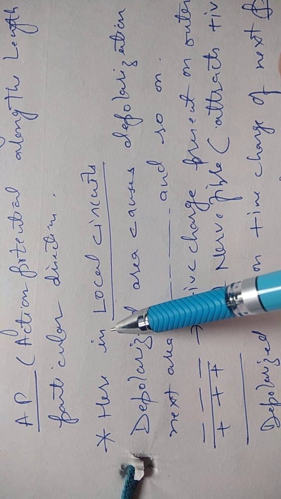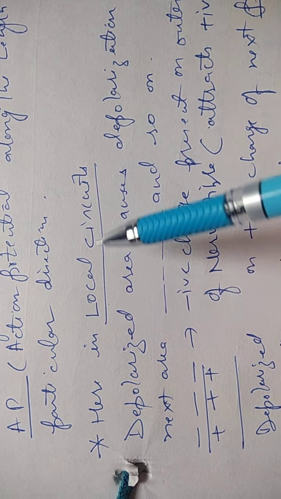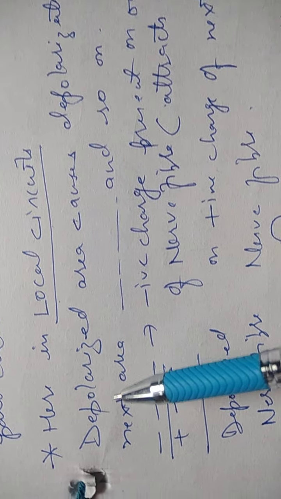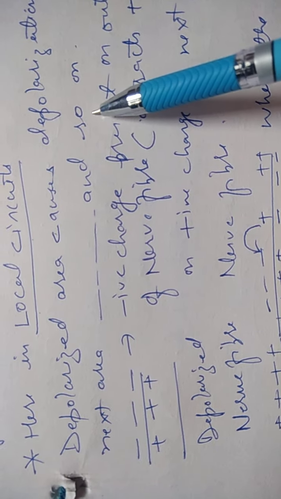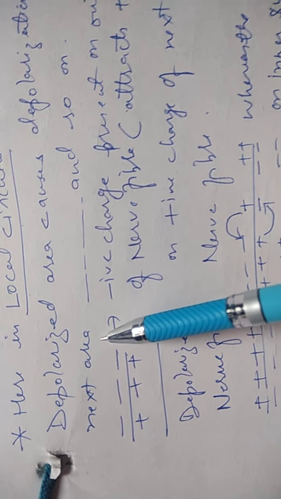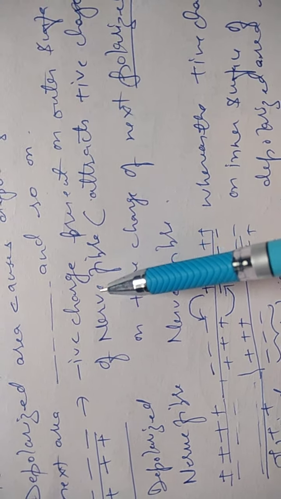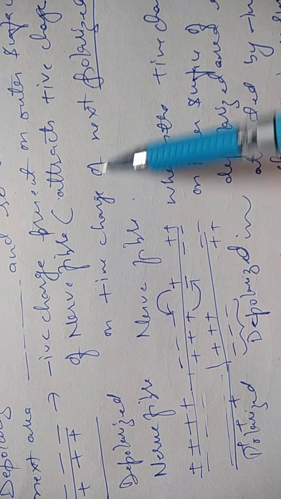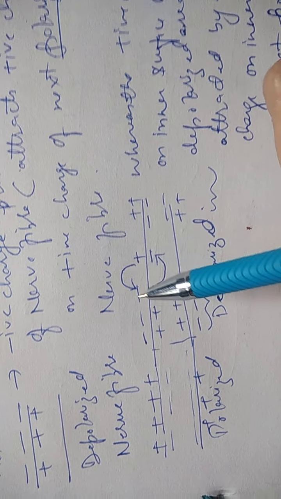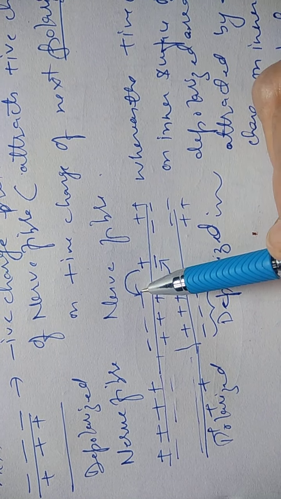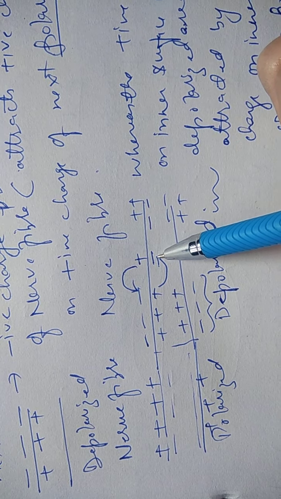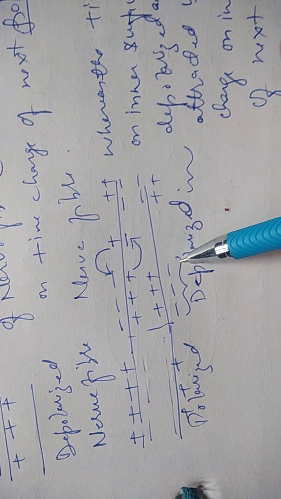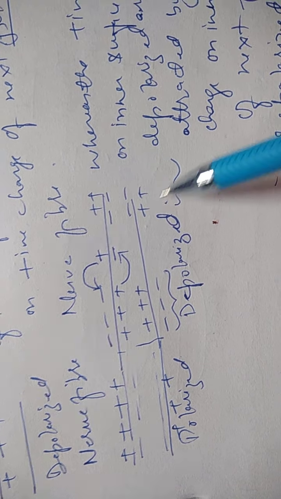This occurs in local circuits, where the depolarized area causes depolarization of the next area and so on. In this way, the negative charge which is on the outside of the nerve fiber attracts a positive charge of the next polarized nerve fiber. You can see positive charge attracting the negative. Here the positive charge attracting the negative. So this was a polarized state. This becomes depolarized, and then the next becomes repolarized state.